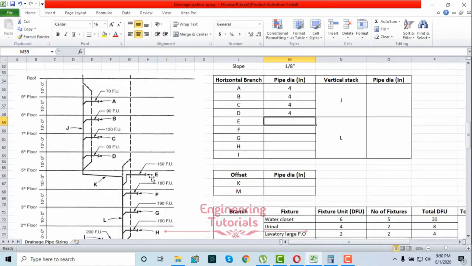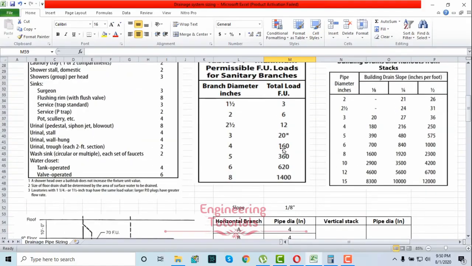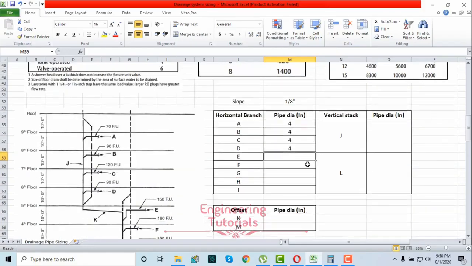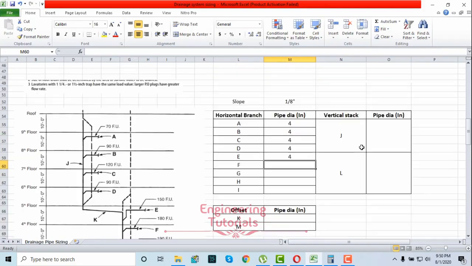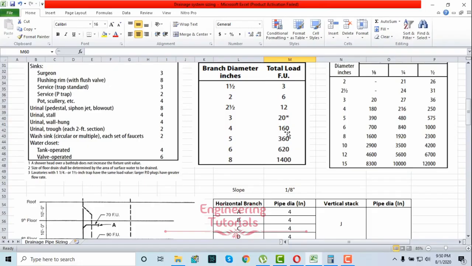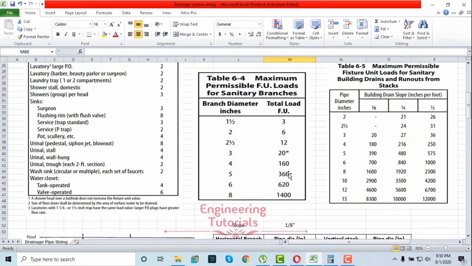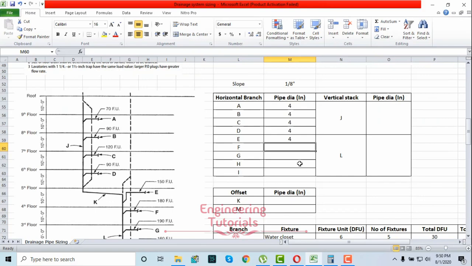Now we'll calculate for the branch E, which has 150 fixture unit load value. It's again less than 160, so we'll go for 160, and the pipe size is 4 inches. And then you can see the branch F has 180 fixture units. So 180 fixture units is in between 160 and 360. So we'll go for the higher value, 360. For 360 we have 5-inch pipe diameter, so we're going to use 5-inch for branch F.